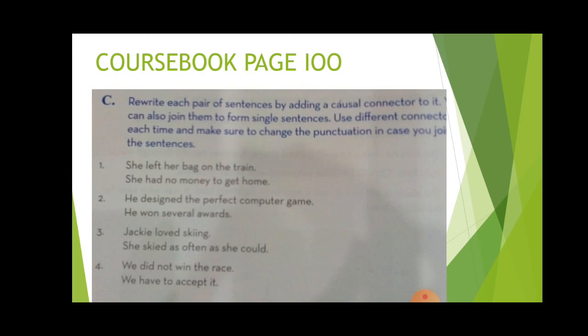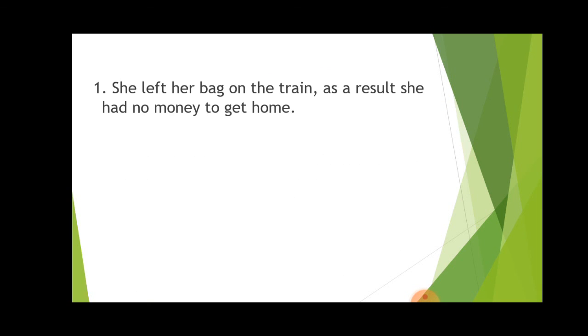Now we'll move to exercise 3 on page number 100. The question says, rewrite each pair of sentences by adding a causal connector to it. You can also join them to form a single sentence using different connectors each time, and make sure to change the punctuation in case you join up the sentences. So the first sentence is, she left her bag on the train. She had no money to get home. So the answer is, she left her bag on the train, comma, as a result, she had no money to get home.